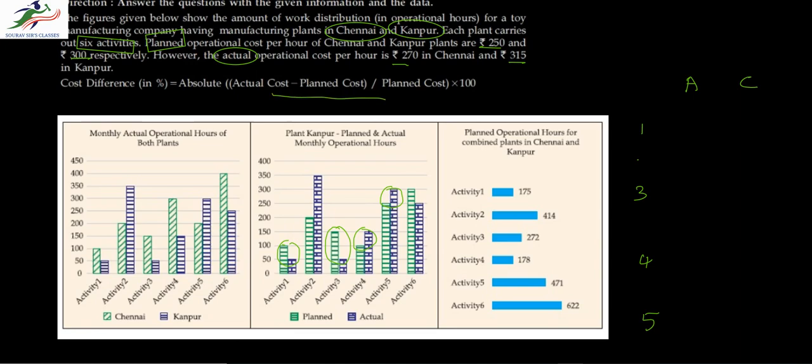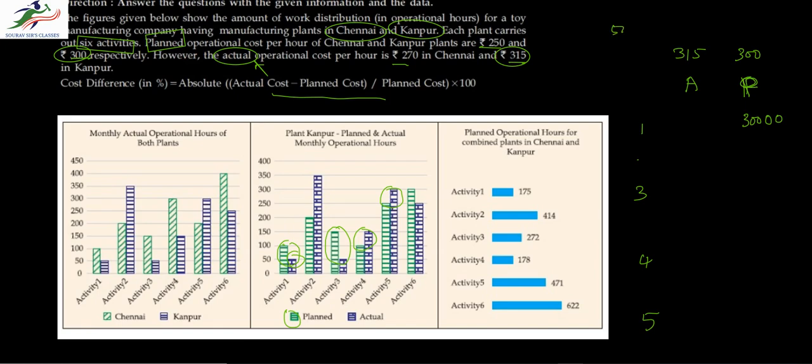So the unit cost for planned is 300 rupees per hour for Kanpur. So the cost per hour for planned is 300, and it is 315 for the actual operating hours. So it is 315 for actual. So for activity 1, planned is 100. So this would be 300 into 100, which is 30,000, and actual would be 50 into 315.